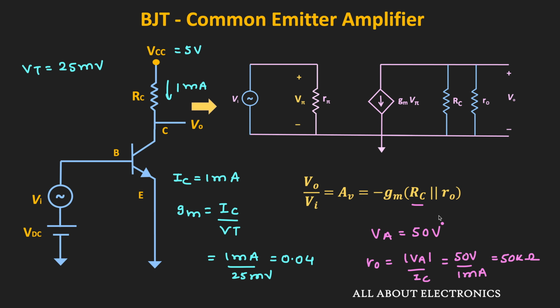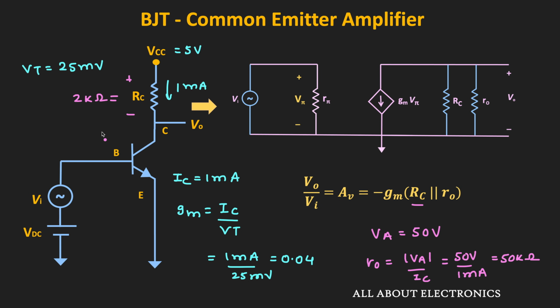And here, the value of RC will not be more than 2 kilo ohm, because if the value of RC is more than 2 kilo ohm, then there will be a large voltage drop across this RC, and because of that this amplifier circuit will not operate in the active region. That means the value of RC will not be more than 2 kilo ohm. So let's say that is equal to 2 kilo ohm.